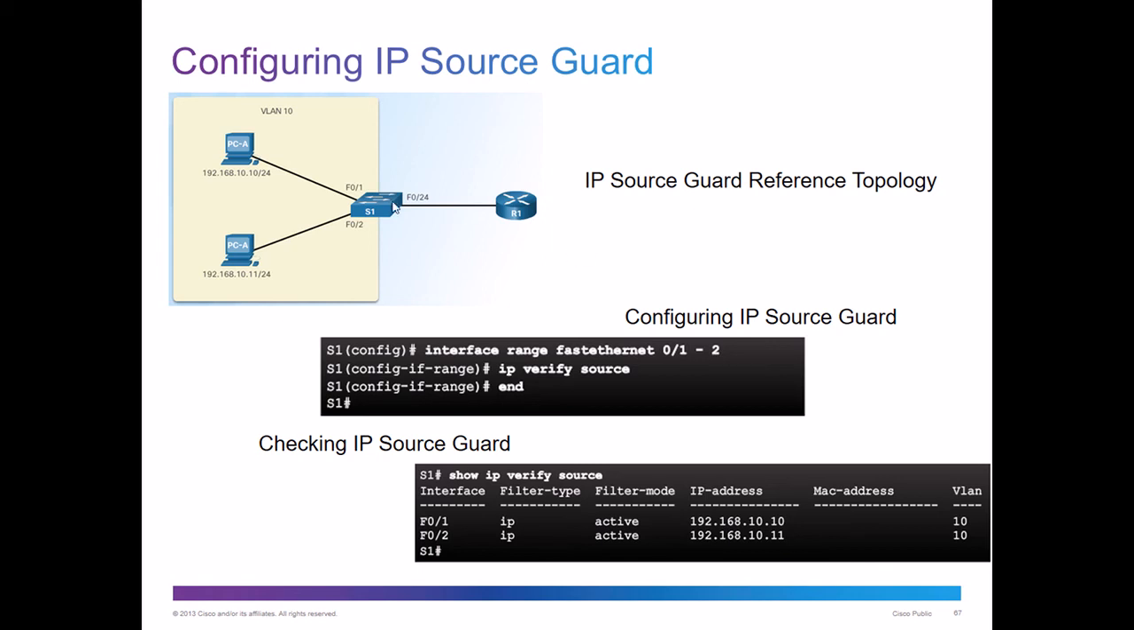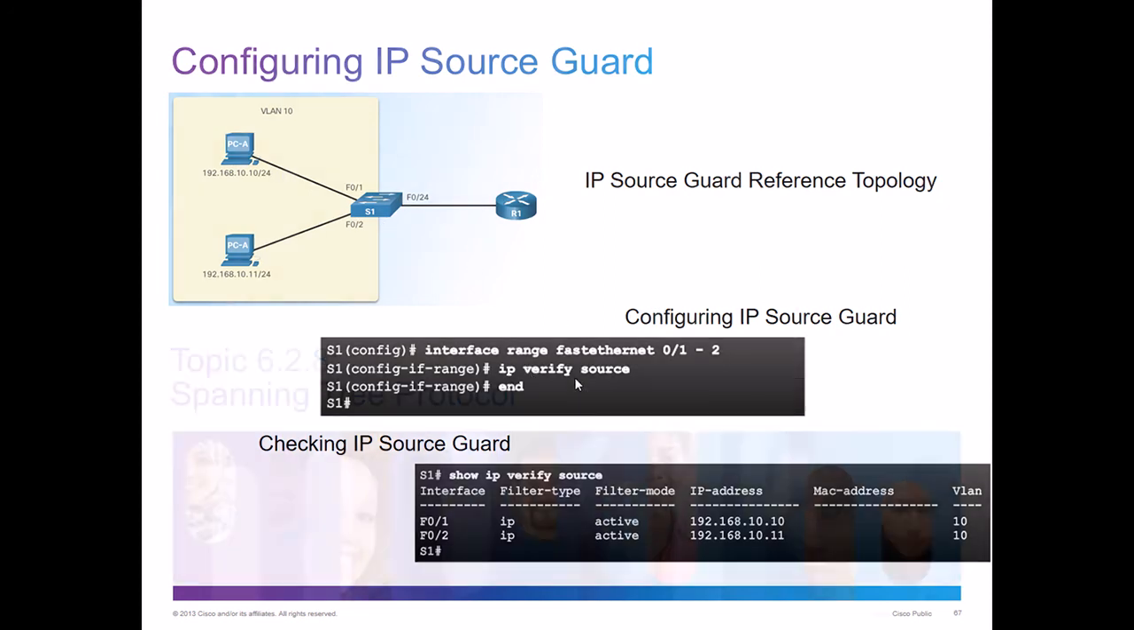Go to the interfaces 1 and 2 and verify the source. Double check, make sure the source IP is in there. All right, so this is the command. I want you to write that down. How do you verify that the source IP addresses are coming? By doing this command: ip verify source. Very simple.